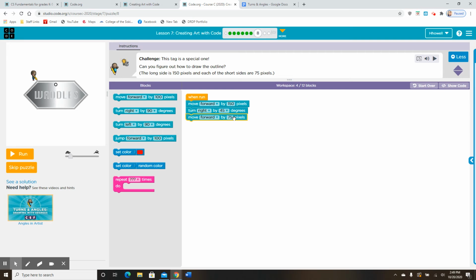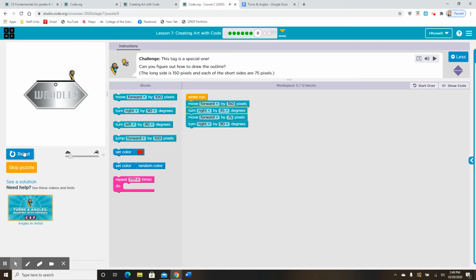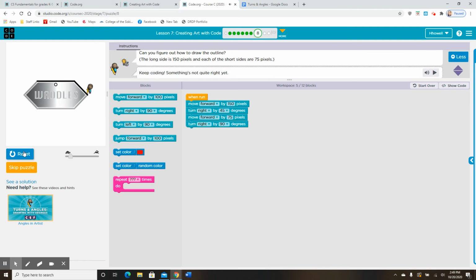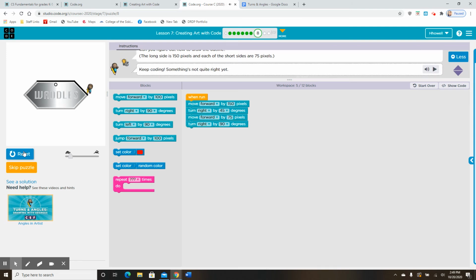And then what? We're going to turn right by what? 90-degree angle. Okay, so now we're here. Let's run it and just see how far that got us. All right, so we have our 90-degree angle. And we need to move forward though by how much? Right, 75 again. Oops, that one didn't want to change.